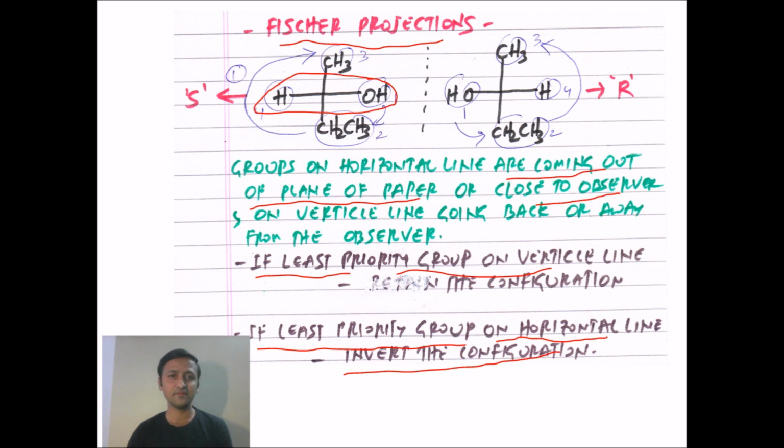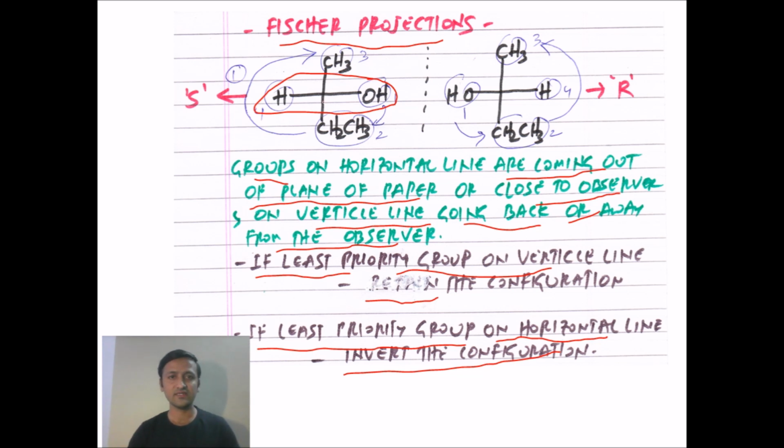In this example you can see hydrogen is the least priority group, right? And if it is on the horizontal line, it means we need to invert the configuration. And if it comes on the vertical line, we should retain the configuration. Okay, let me take that once again. Groups on the horizontal line are coming out of plane of paper, or close to the observer, right? And on the vertical line, going back, or away from the observer.